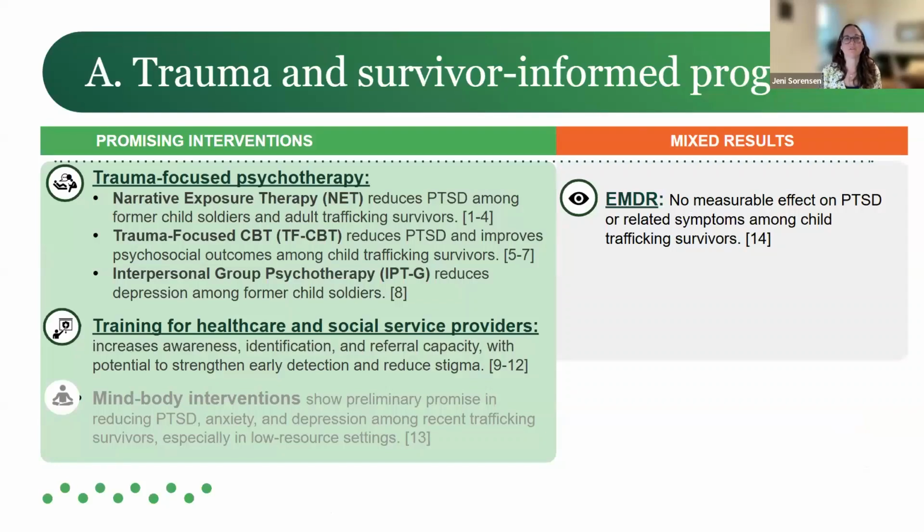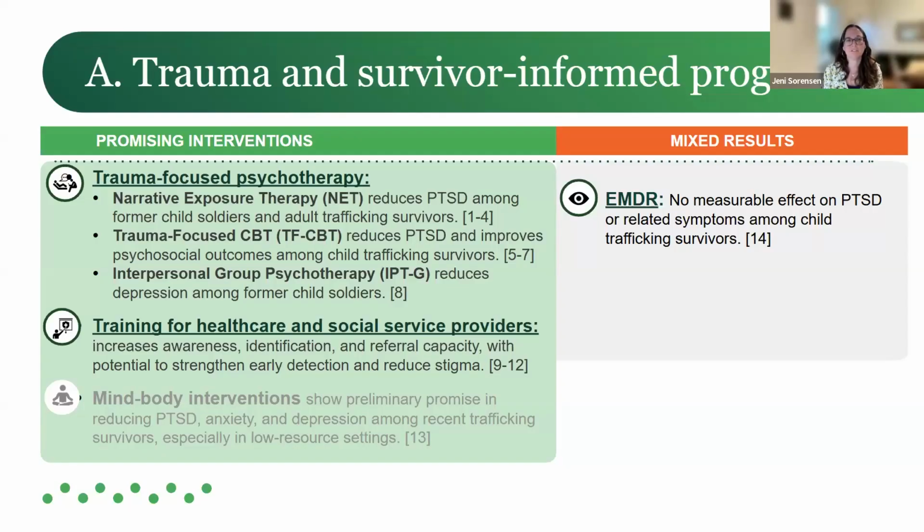So with trauma and survivor-informed programs, for trauma-focused psychotherapy there are specific modalities that have been shown to be most effective: narrative exposure therapy, CBT, trauma-focused CBT, and interpersonal group psychotherapy. These have all been shown to reduce depression and trauma, primarily in child trafficking survivors and former child soldiers. Another promising approach is training for healthcare and social service providers. There's been a big focus on that in the US, and it's increasingly happening in other contexts. Increased awareness, identification, and referral capacity for those frontline workers has been really important to detect trafficking and to help reduce stigma.